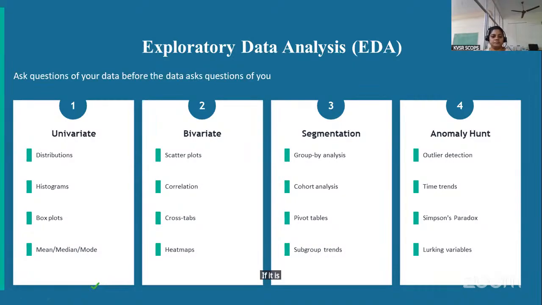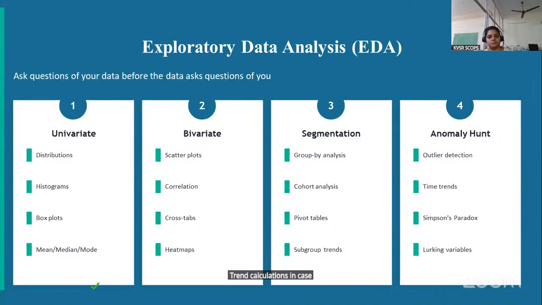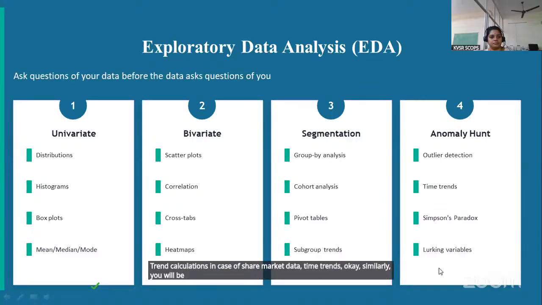if you are working with share market data, you will have data with respect to the timeline. So today in 24 hours, what is the share price? Yesterday, what is the share price? Minute to minute, how is it decreasing or increasing? So you will be using different types of trend calculations in the case of share market data, time trends. Okay. Similarly, you will be using Simpson's paradox and lurking variables. These are the higher end anomaly hunt calculations.